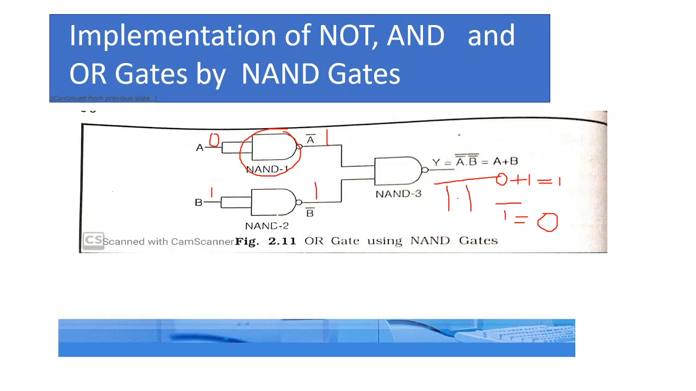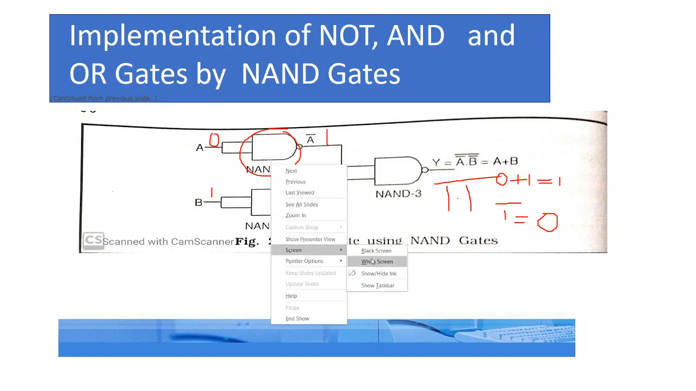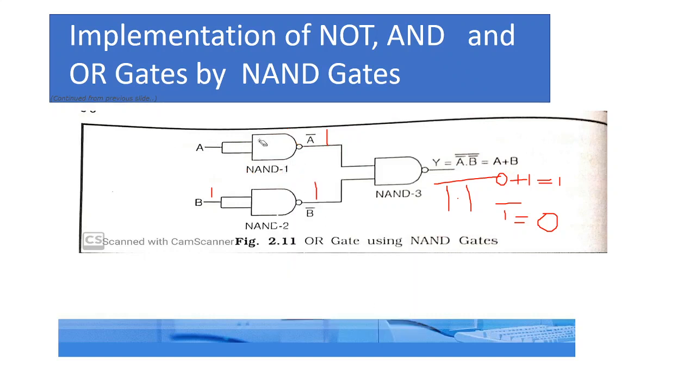Here there is a problem. Let us see what is going on in this. A is equal to 0, B is equal to 1. So okay, in this case again we will see.